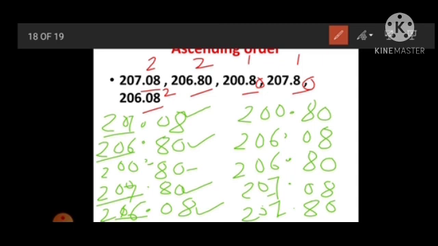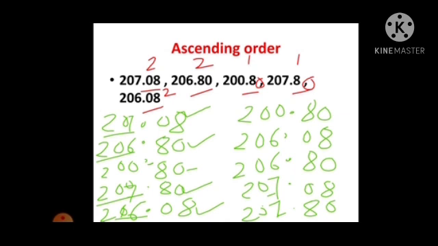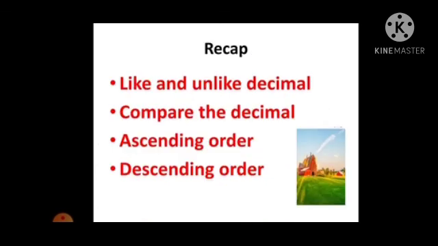So students, this is how we convert, and this is how we write ascending order. Okay. So understood how to solve ascending orders? This type we solve. First we see whether they are like decimals or unlike decimals. Then we convert unlike decimals into like decimals. Then we check whole numbers, and after whole numbers we check decimal parts. Okay. Now next. So what we learned today? Like and unlike decimals, compare the decimals, ascending order and descending order.